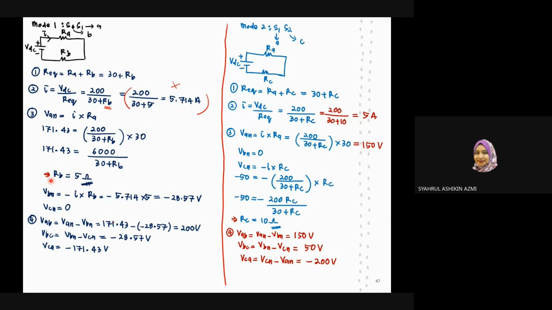Once you know RB equals 5 ohm, you can substitute this value of RB back into the current equation in step number 2, so that you can find the current for this mode number 1. Once you substitute RB equal to 5, you will get the current equal to 5.714 amp.